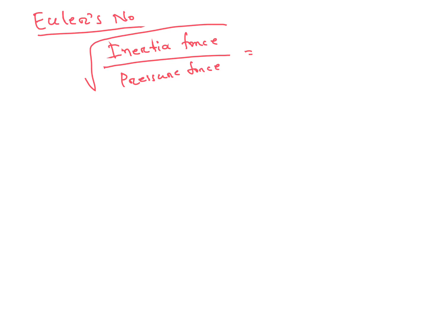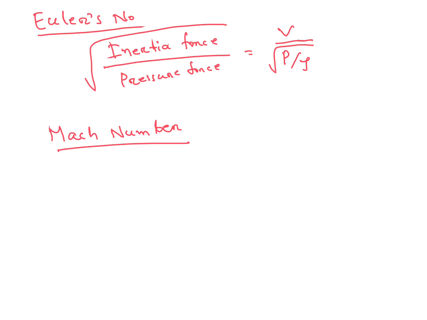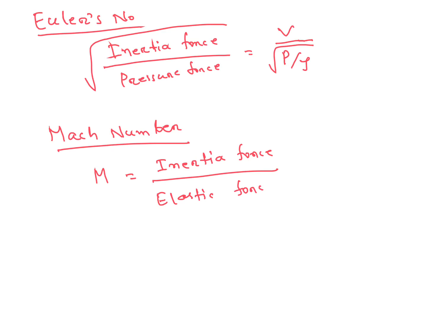We can write it as V by root over of P by rho. Next is Mach number. M is root over of inertia force by elastic force. It's V by C.